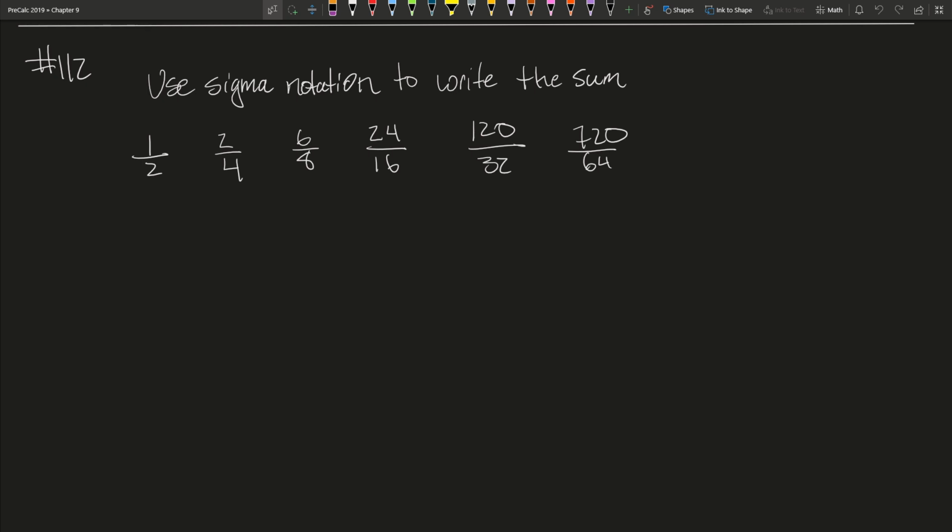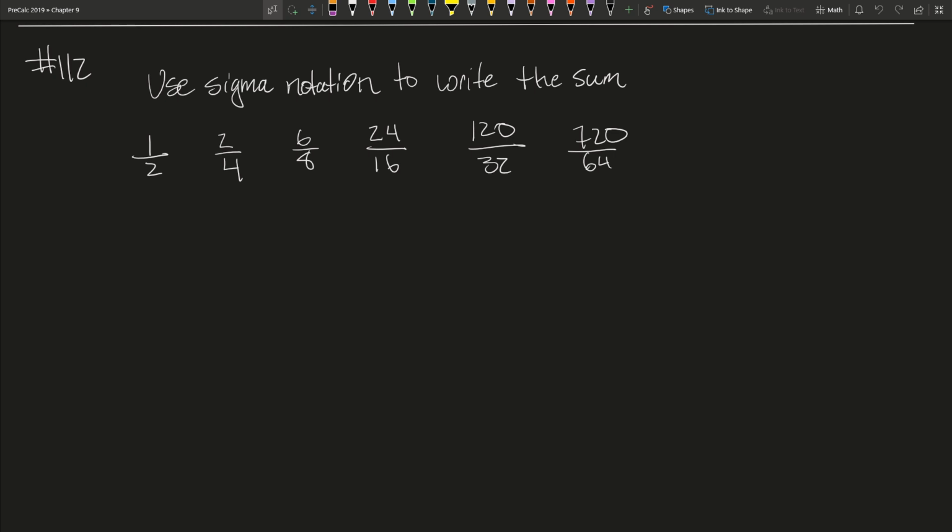But the directions for this: use sigma notation to write the sum of the following sequence. All right, and that sequence is 1/2, 2/4, 6/8, 24/16, 120 over 32, and 720 over 64. And these are purposefully not simplified. Okay, the book did that for a reason.